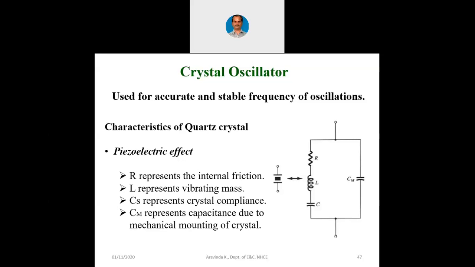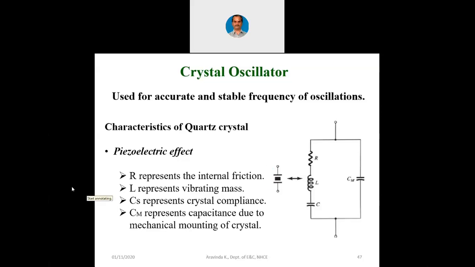That is why they have modeled the human body as well. So that way this crystal is modeled by means of these four passive components. You can see this R represents the internal friction, which means when a voltage is applied to this crystal, the voltage cannot pass through the crystal. That means current cannot flow through the crystal. That means there is a friction that is represented by R.